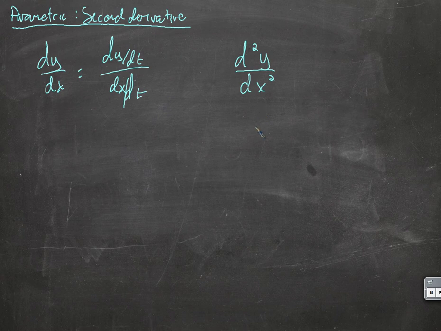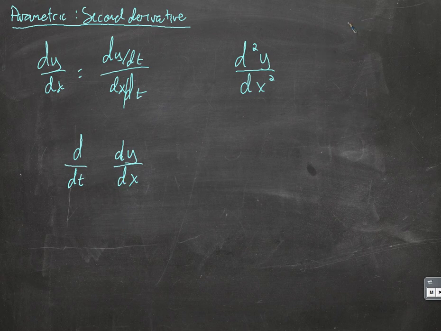Well, it's not as straightforward as it might seem. Let's start with d/dt of dy/dx. We're going to take the derivative of something with respect to t: a function of x with respect to t.